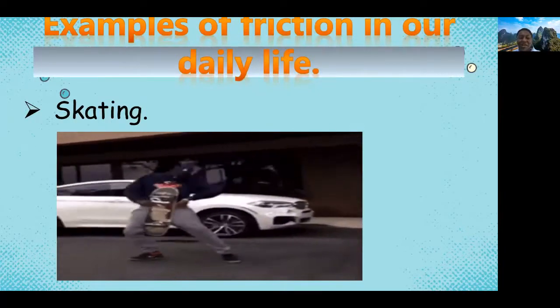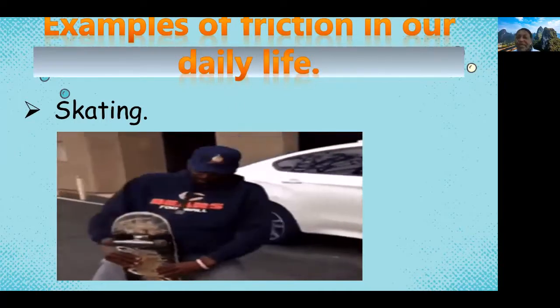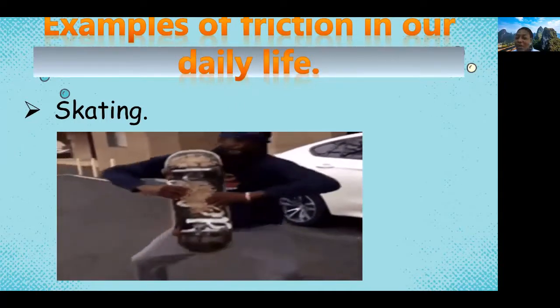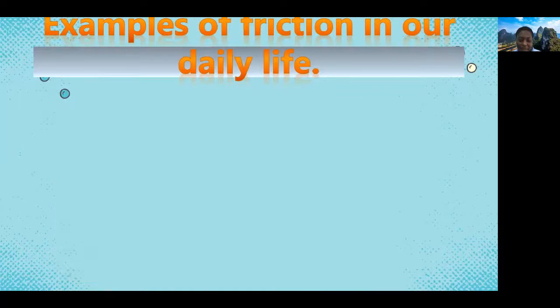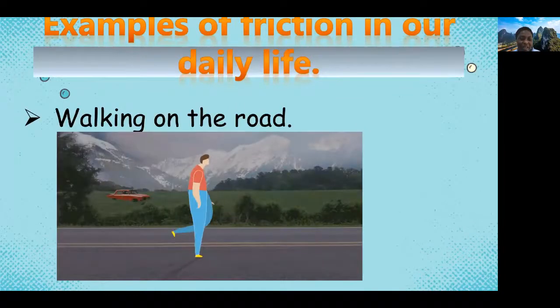So, skating, this is friction at work. And then, walking on the road, this is friction at work. Can you imagine if there is no friction between the feet and the road, you will be falling down each and every time you walk. So friction helps us to walk.